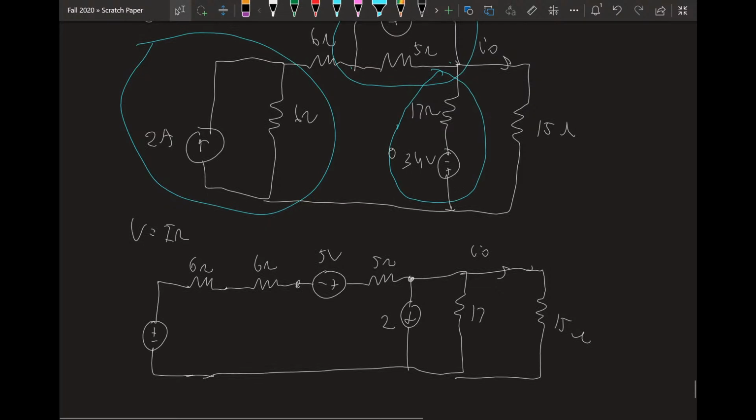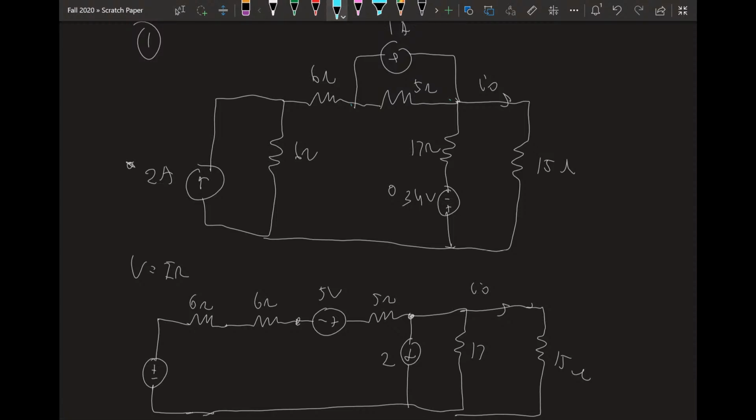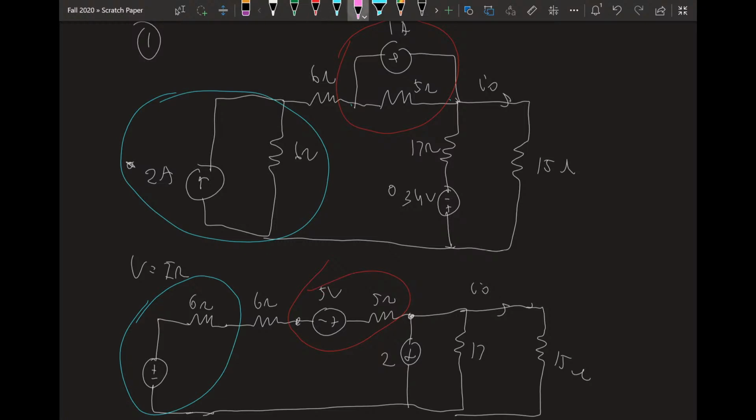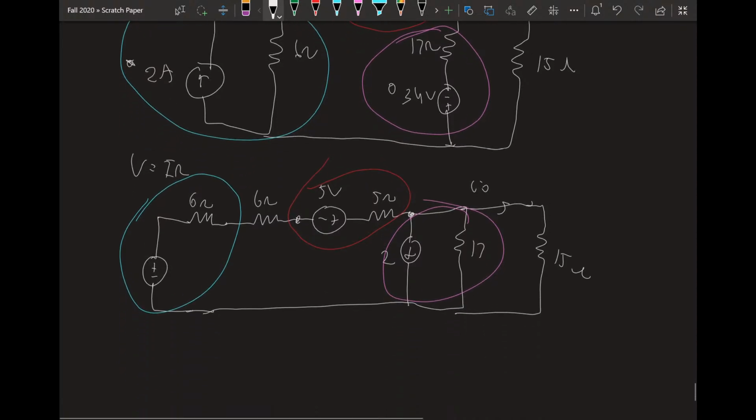So what I did, let's do some color coding here. I transformed this into this. I transformed this into this. I transformed this into this. Is that clear? Sounds like yes to me. And if it's not, stare at it for a bit, I guess.